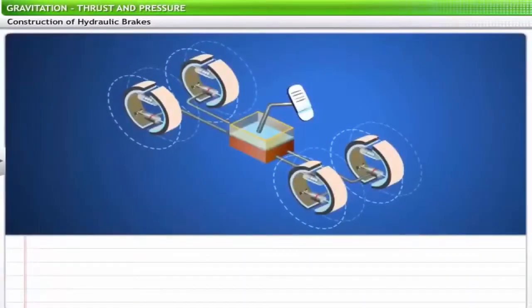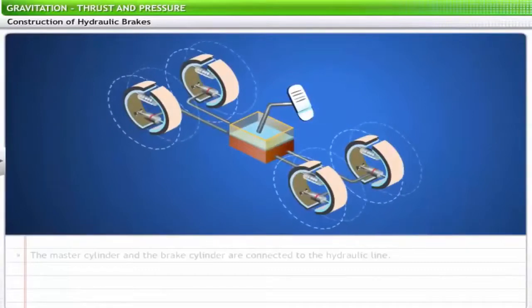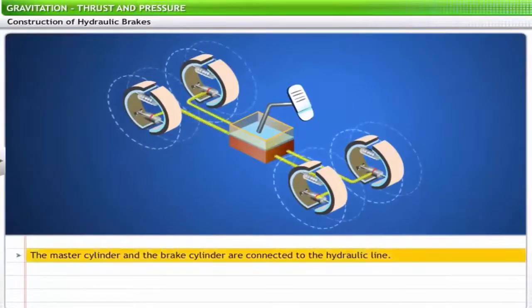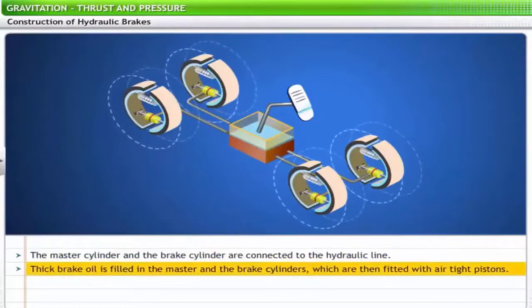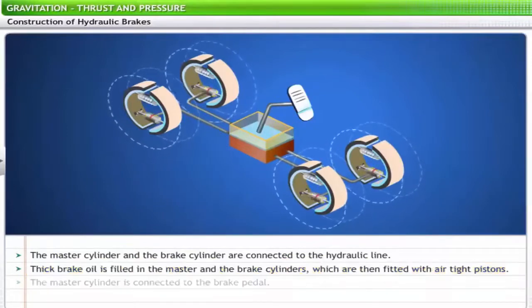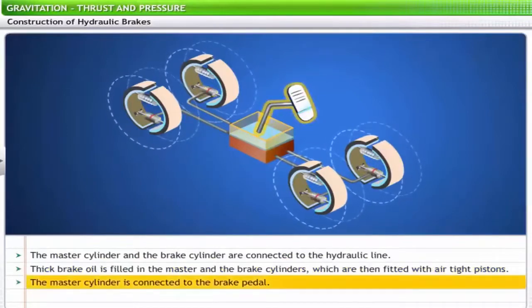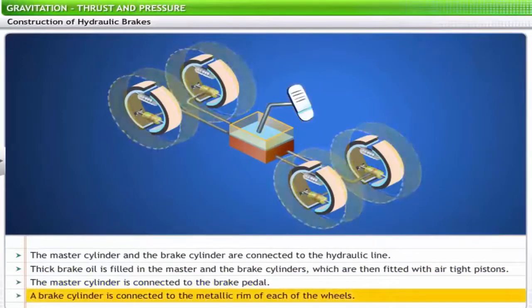Now let's see how hydraulic brakes work. The master cylinder and the brake cylinder are connected to a thick copper pipe called the hydraulic line. Thick brake oil is filled in the master cylinder and the brake cylinders, and they are fitted with airtight pistons. The master cylinder is connected to the brake pedal. A brake cylinder is connected to the metallic rim of each of the wheels.